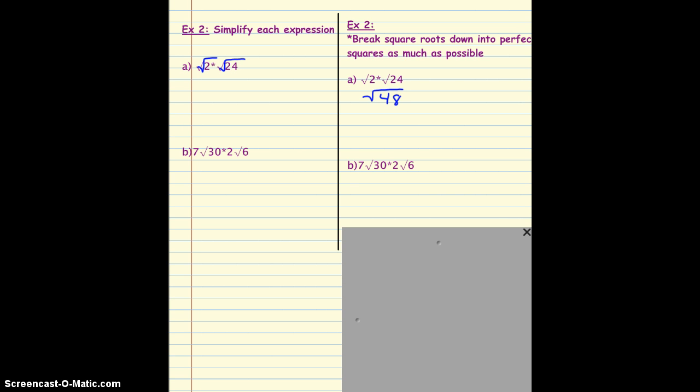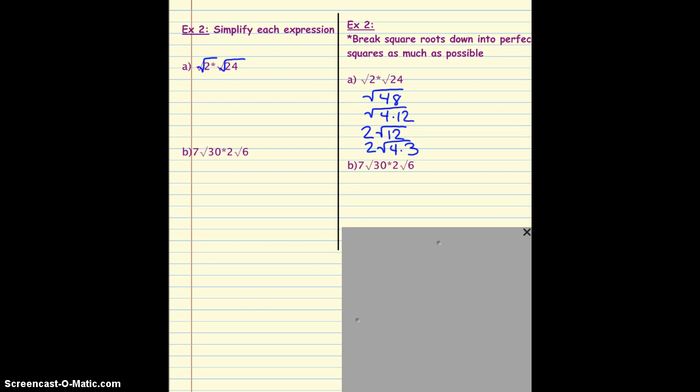Now we can go ahead and break it down into perfect squares like we did the first example. Okay, square root of 48. Let's see, there's a whole bunch of things that multiply to 48. I think I'm going to go with 4 and 12 because I know 4 is a perfect square. So square root of 4 times 12. Square root of 4 is 2. So now we're going to have 2 times the square root of 12. But I think I could factor square root of 12 down more. Square root of 12 can be broken down into 4 times 3.